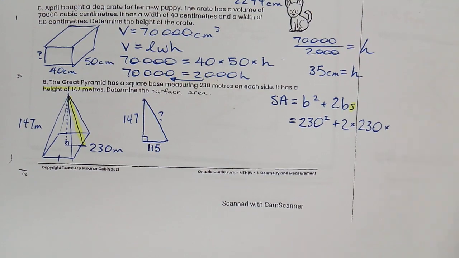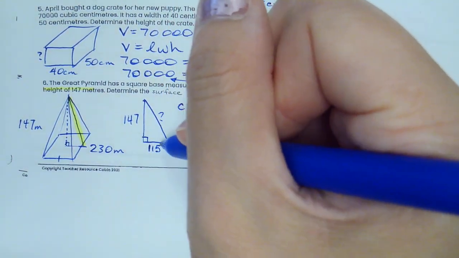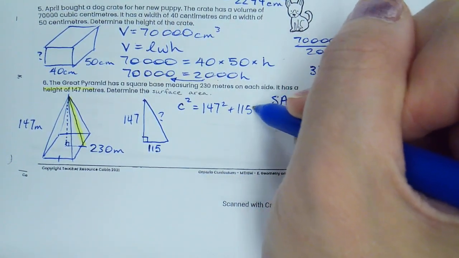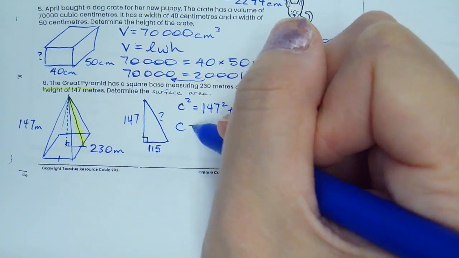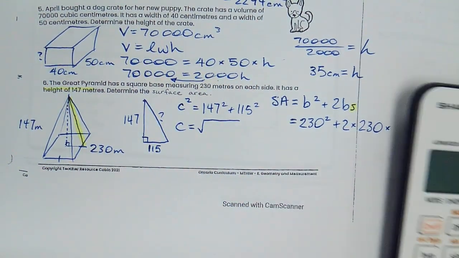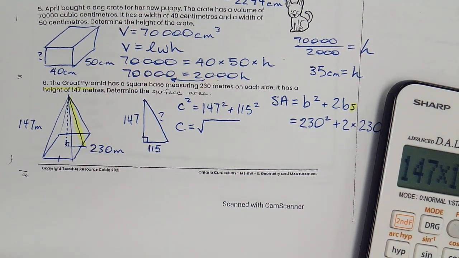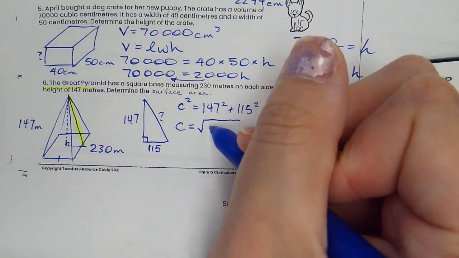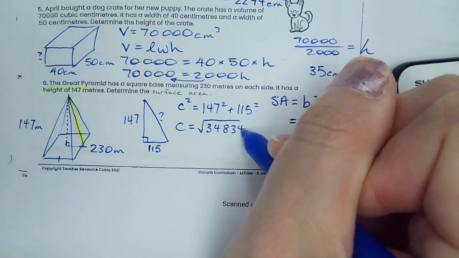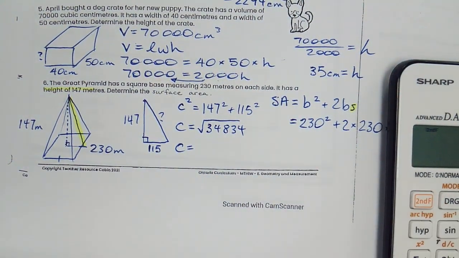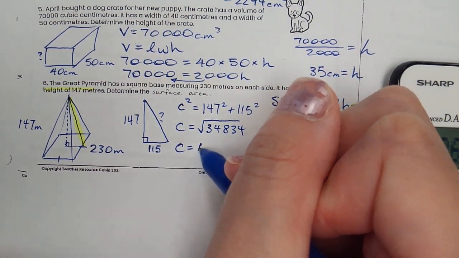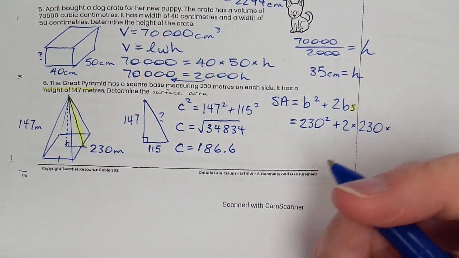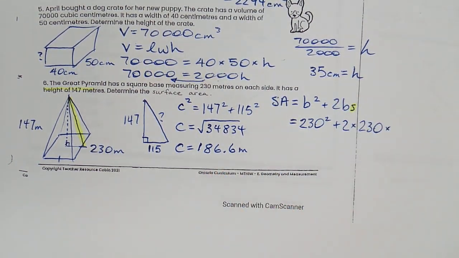This is the tricky part. Okay. So since I'm looking for the hypotenuse, I'm doing the adding. So c squared equals a squared plus b squared. So c equals the square root of 147 times 147 plus 115 times 115. 34,834. So when I square root it, I get 186.6. Right? And that's my slanted height.